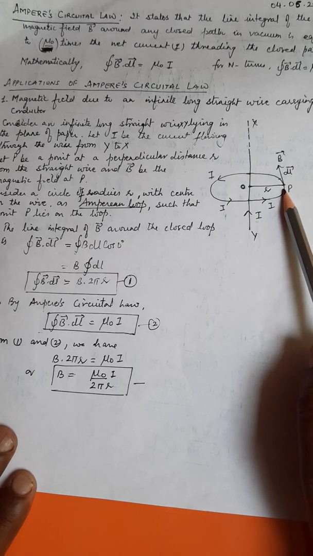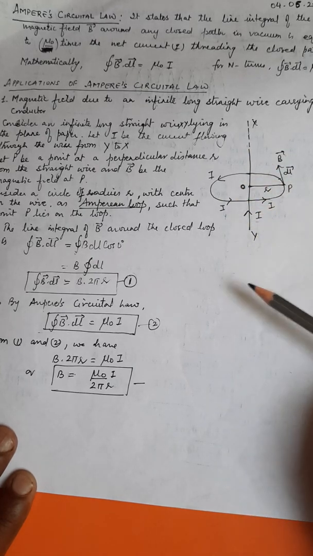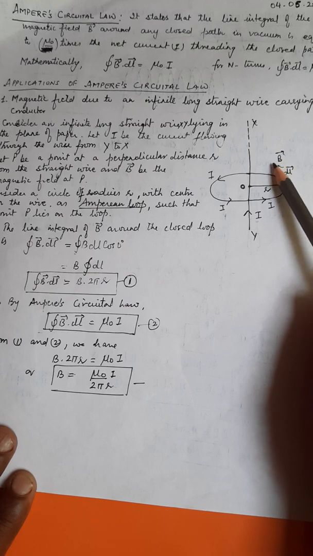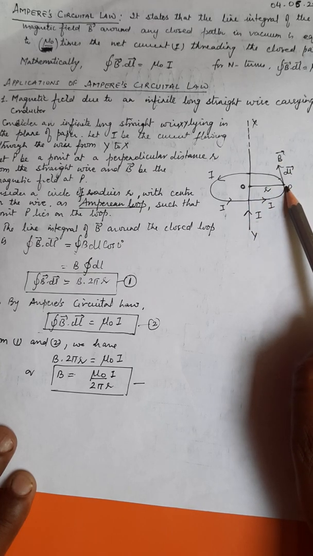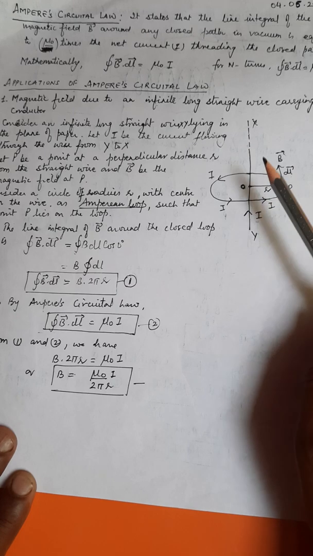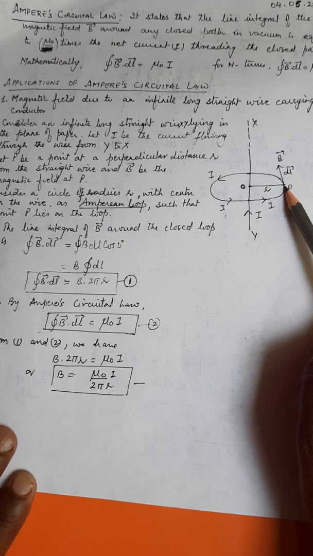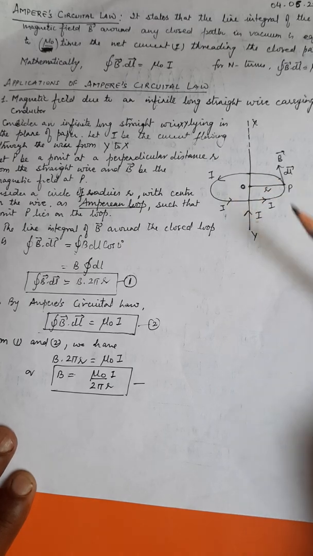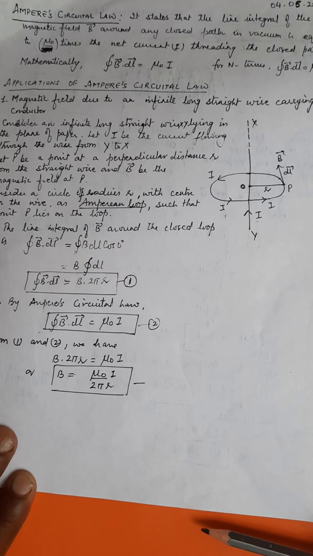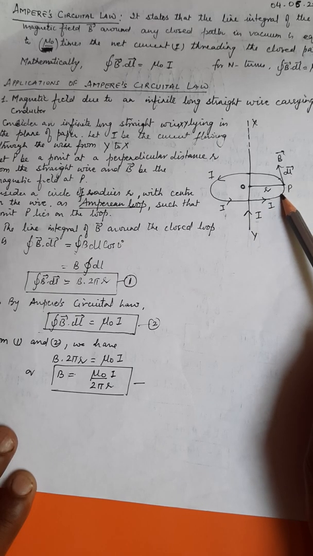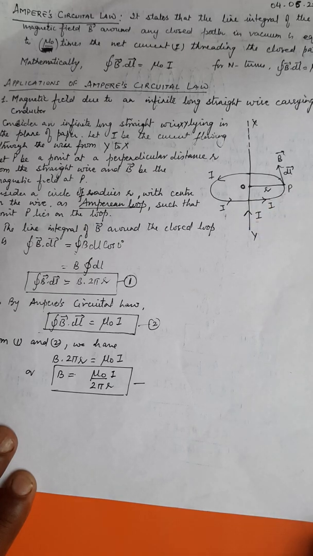Let P be a point at a perpendicular distance r from the straight wire and B be the magnetic field at P. So in order to use the Ampere circuital law to get the magnetic field at point P, we have to use an Amperian loop, just like we have used a Gaussian surface in the case of Gauss theorem in electrostatics. Here we use an Amperian loop.